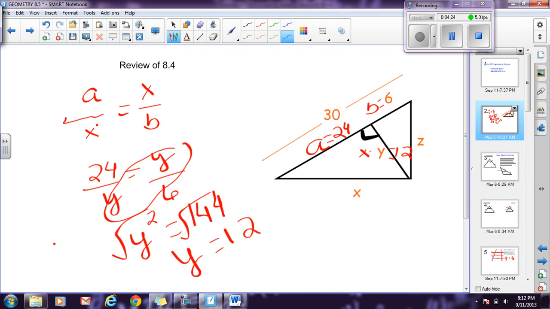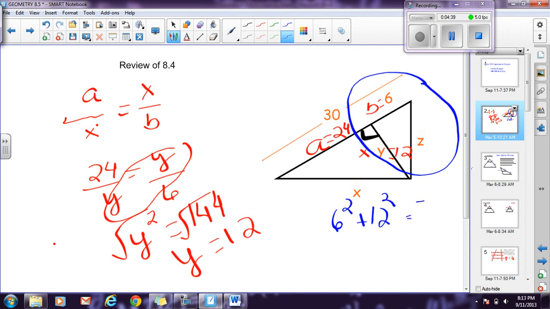Okay, so let's do this first, this little one right here. I know that this leg is 6, so that'll be my a, so 6 squared plus, this is my 12 right here, it's going to be my b, so this is 12 squared, is going to equal z squared.